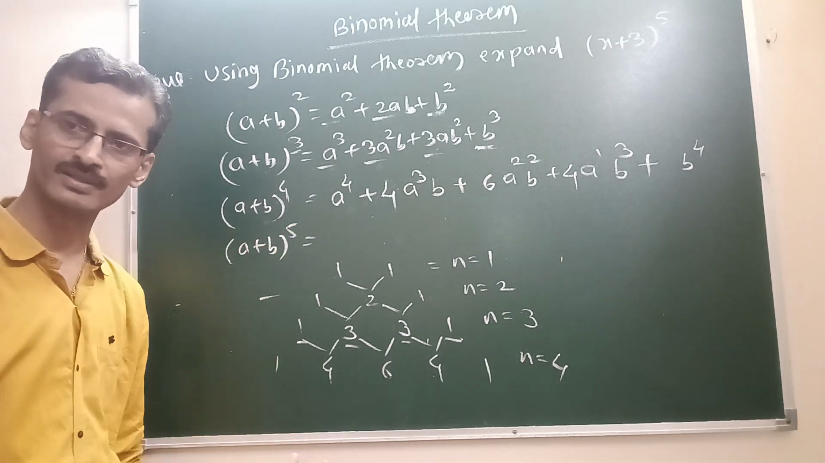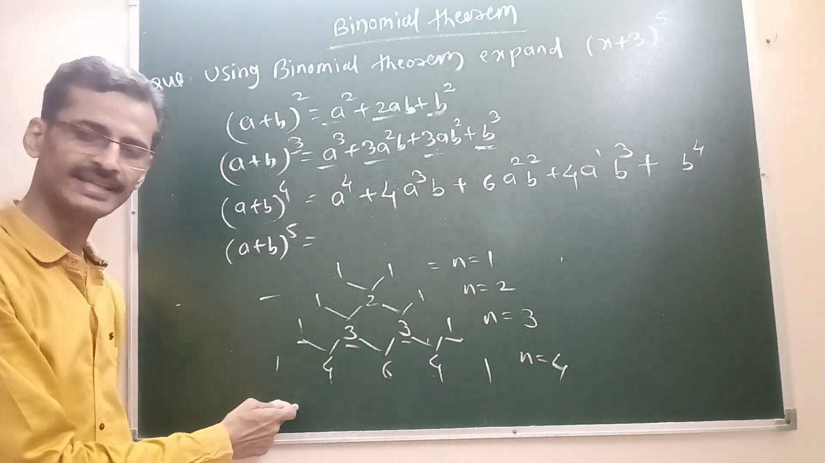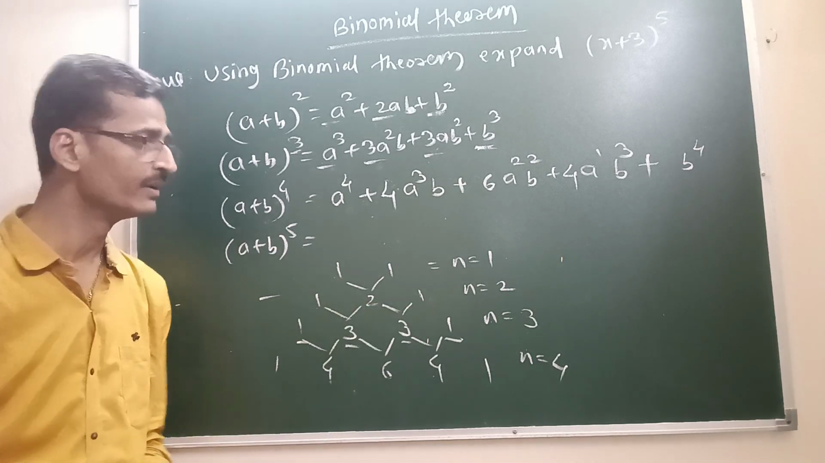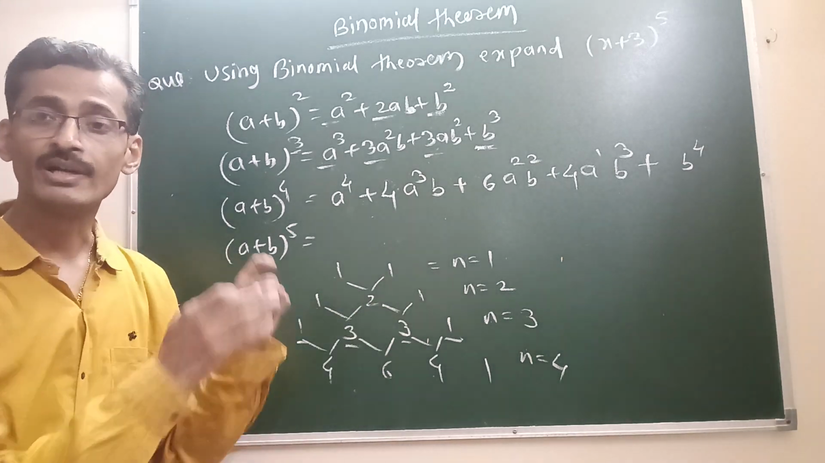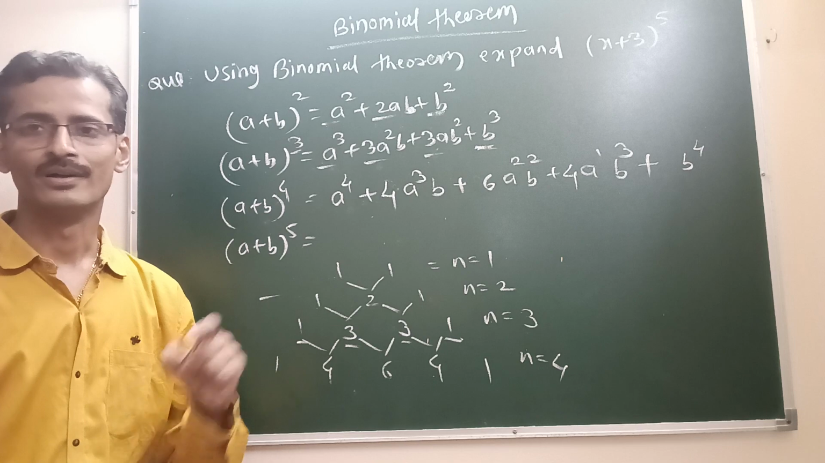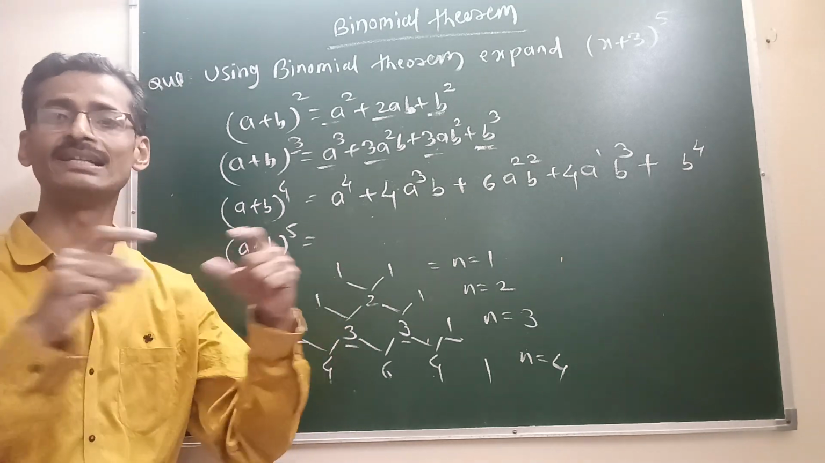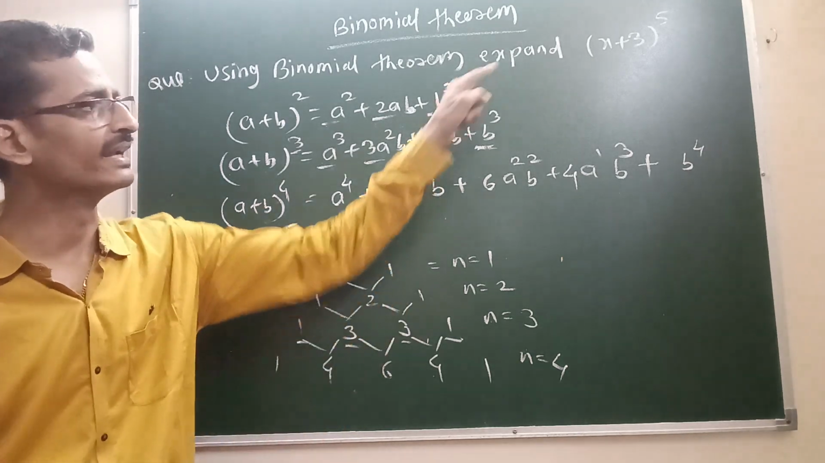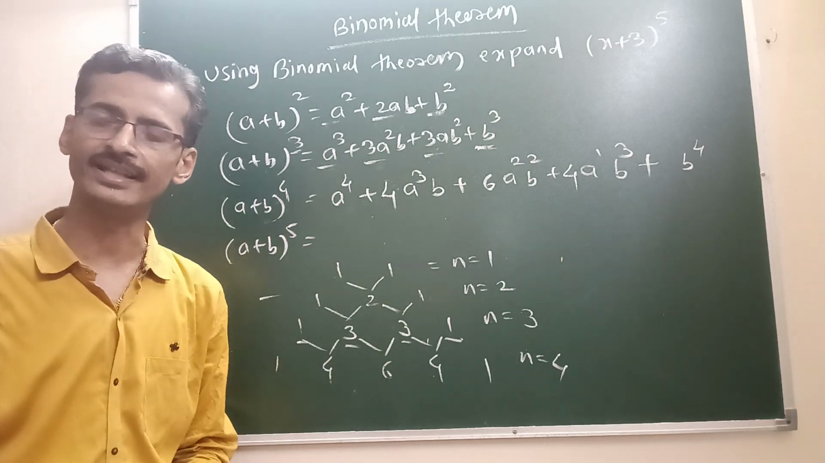Find out here the next row. 1 plus 4, 5, right, here 6 plus 4, 10. So same. Now this is our binomial theorem. But roughly this is the binomial theorem. Exactly, let us see what the binomial theorem is and then we will find (x + 3) raised to 5.